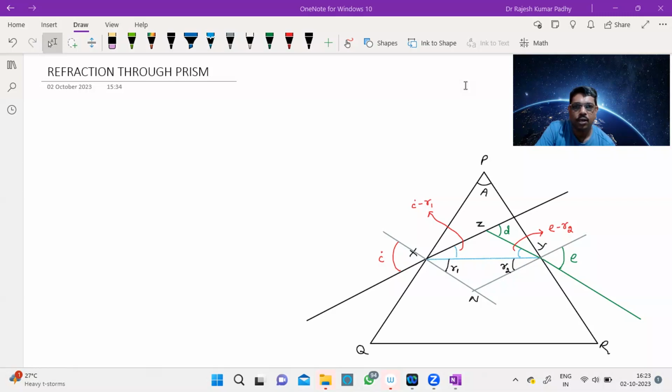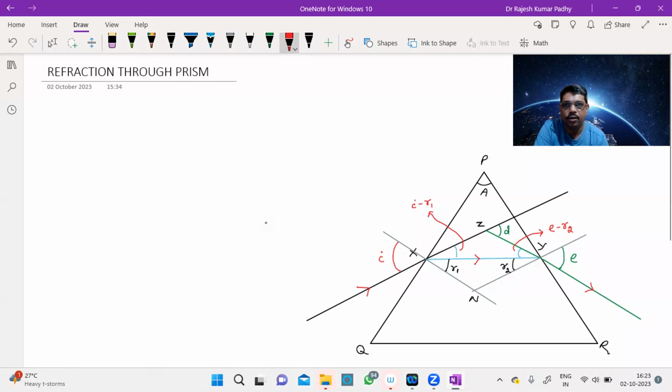Already we have learned about refraction. Today we will discuss refraction through a prism. Imagine PQR is a prism, and a ray of light is incident along this line. It suffers refraction at X and passes through the prism along XY, and after suffering refraction at the second surface, at Y, it comes out of the prism through this line.